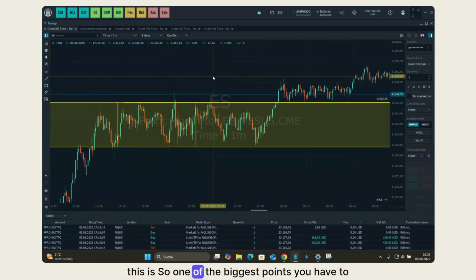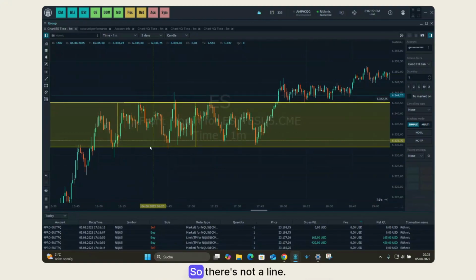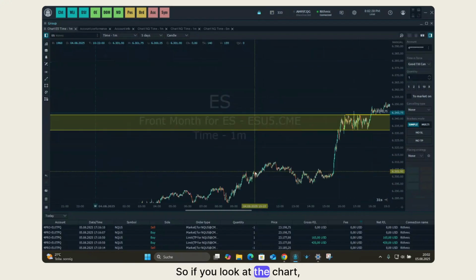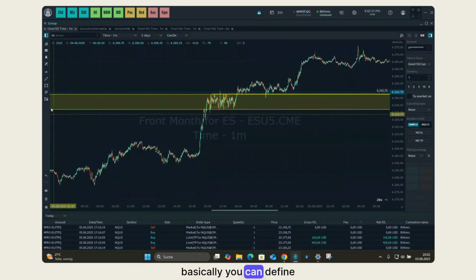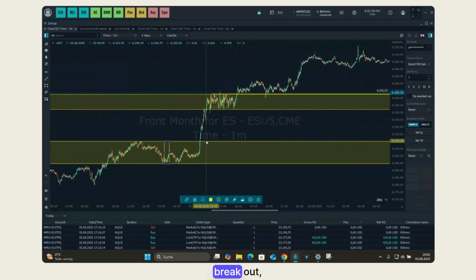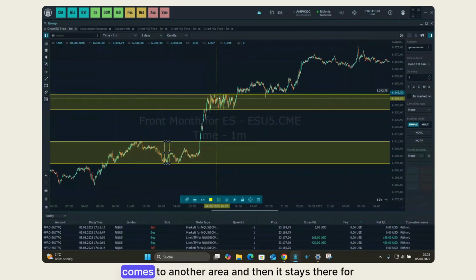This is one of the biggest points you have to understand as a beginner: trading does not happen in lines. So there's not a line. Trading happens in price areas. So if you look at a chart, basically you can define the price is between different areas and then it breaks out of that area, comes to another area, and then it stays there for a longer time.